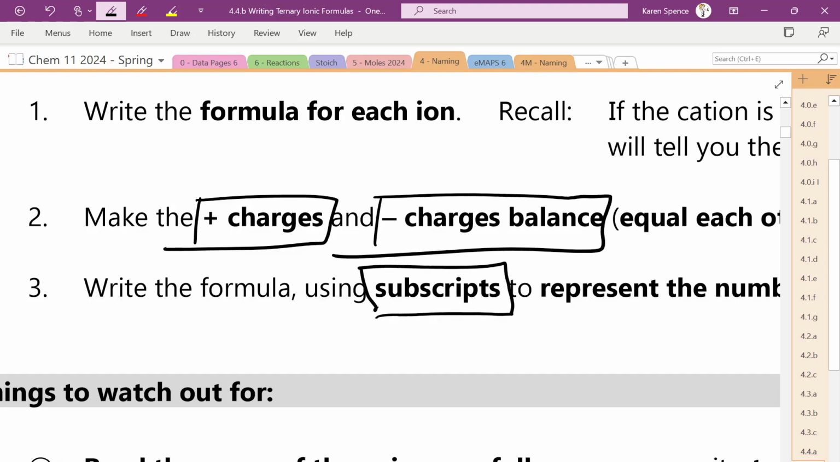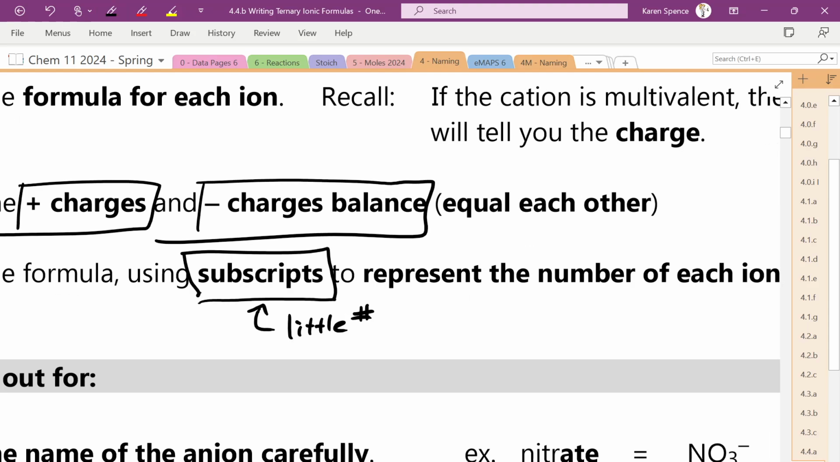What the heck is a subscript? Those are the little numbers at the bottom of a formula.